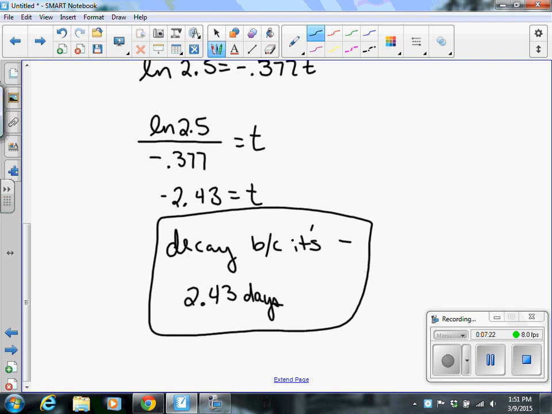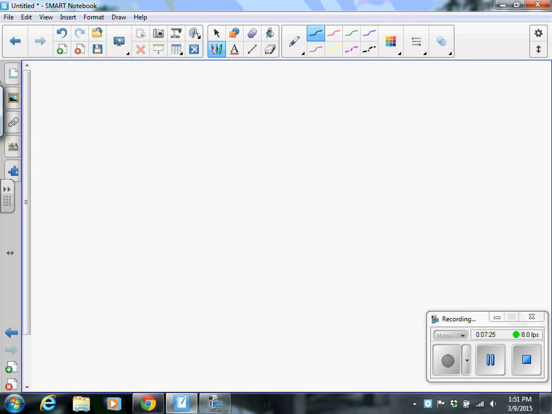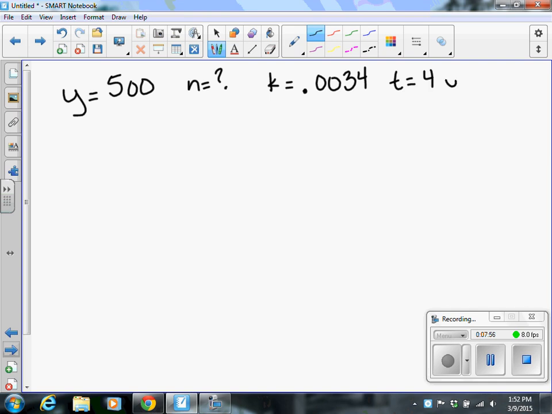Let's say that I am trying to find my n. y is 500. n is what we're trying to find. k equals 0.0034. And t is 4 years. You should be able to figure out and solve for n on your own. Go.